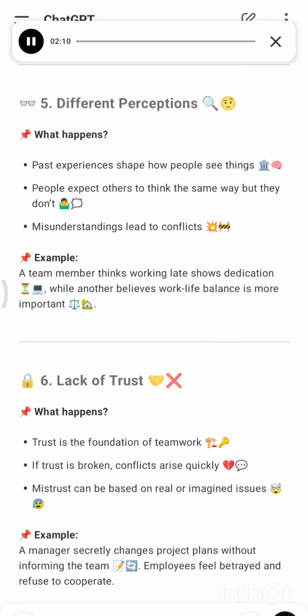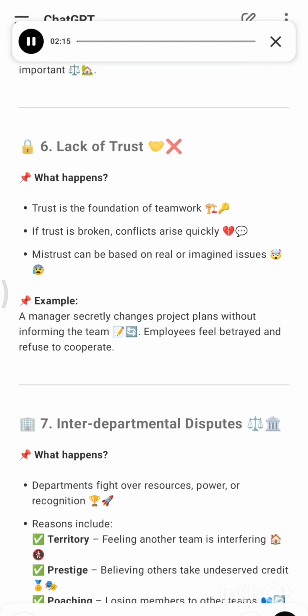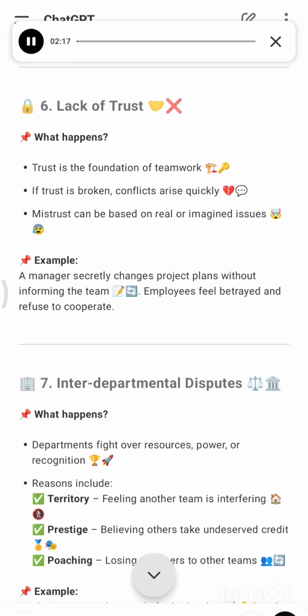6. Lack of trust. What happens? Trust is the foundation of teamwork. If trust is broken, conflicts arise quickly. Mistrust can be based on real or imagined issues. Example: A manager secretly changes project plans without informing the team. Employees feel betrayed and refuse to cooperate.